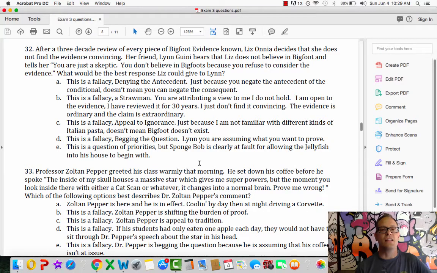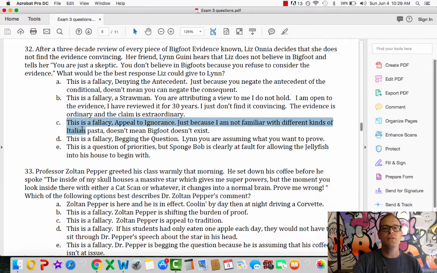C, this is a fallacy. Appeal to ignorance. Just because I'm not familiar with different kinds of Italian pasta doesn't mean Bigfoot doesn't exist. Okay. Nay, that's not a very good option, right? So you can see how it's a distractor, but if you're not reading through the full option, this is just an appeal to ignorance. Okay, that sounds good. You'd miss all of the rest of it.